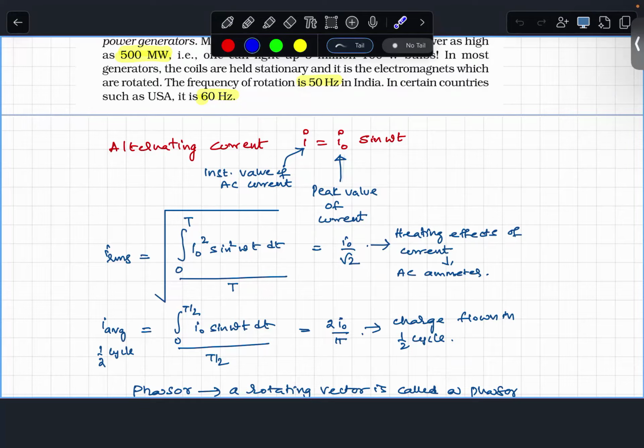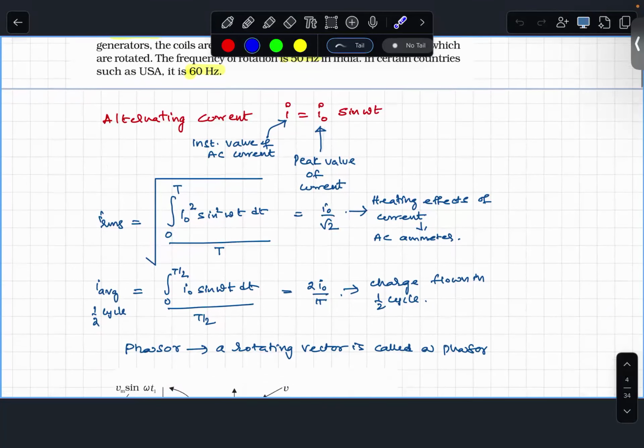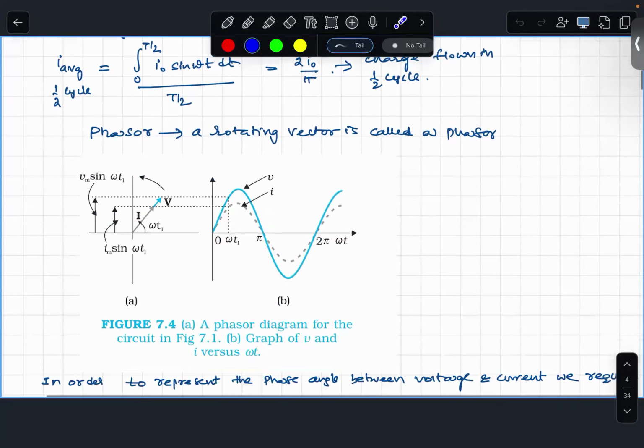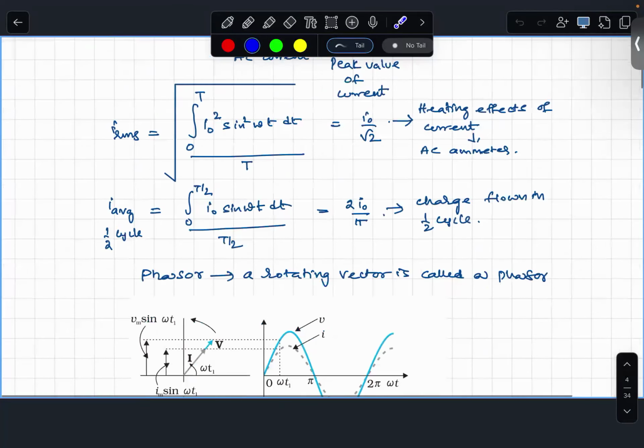When I'm using 50 Hz, that is not omega. 2 pi times 50 is omega. Any doubt till this point? Anyone having doubt till this point, boys and girls? Any doubts? So now how to define average value or the root mean square value? See, average value will give a different explanation and root mean square value gives a different explanation.